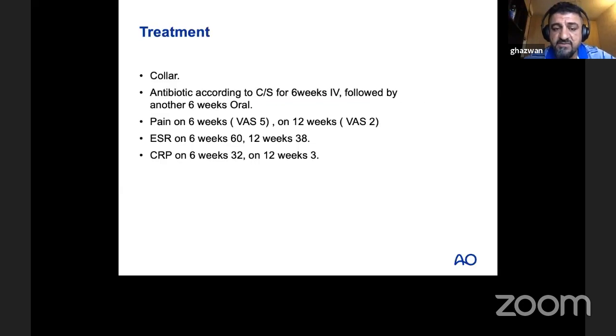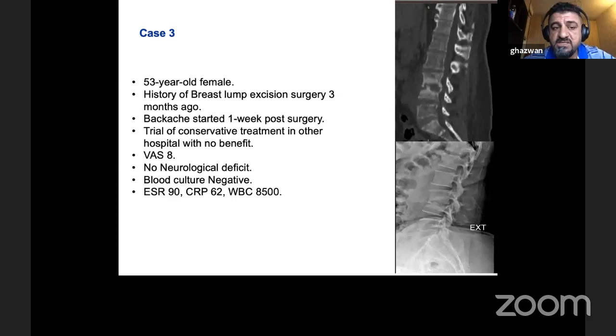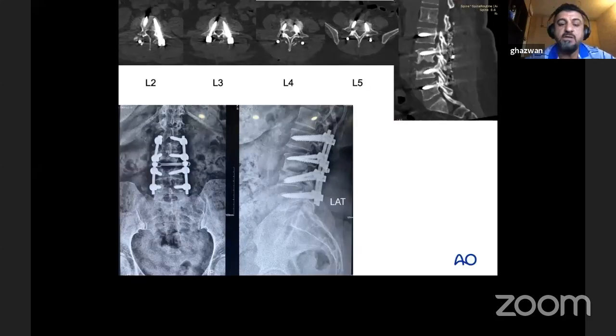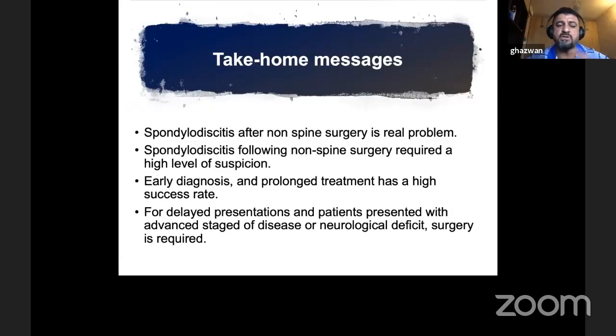The third case is advanced, with a history of breast lump excision 3 months ago, presented with back pain that started 1 week after surgery, with multiple trials of inconclusive conservative treatment, and this is her data. We did posterior spine instrumentation with debridement, followed by antibiotic, and she did well, and she's now in, I think, month 10 or 11.